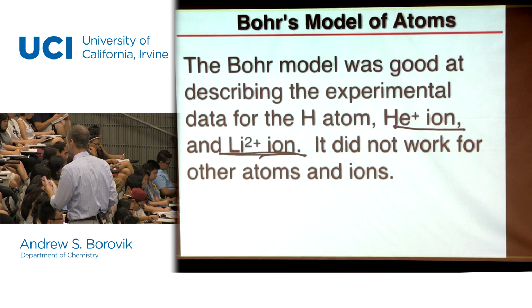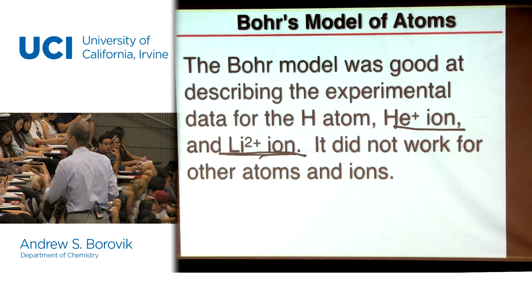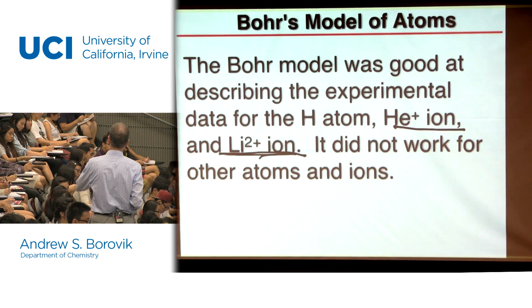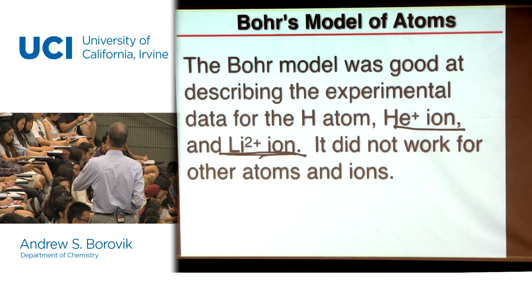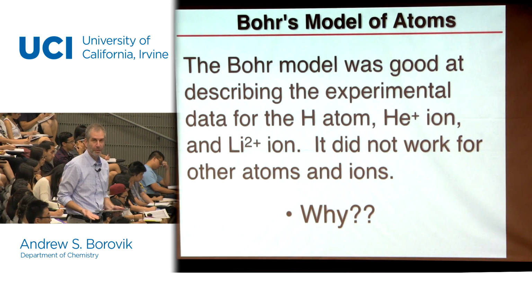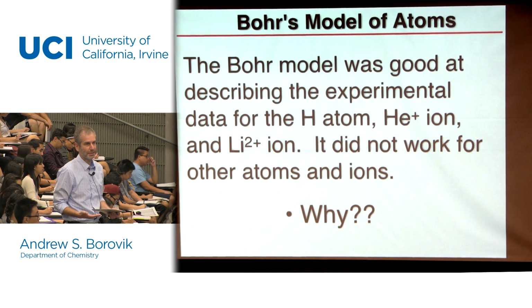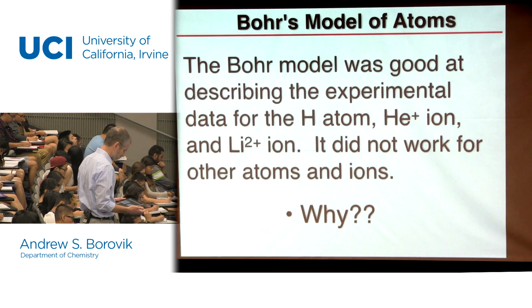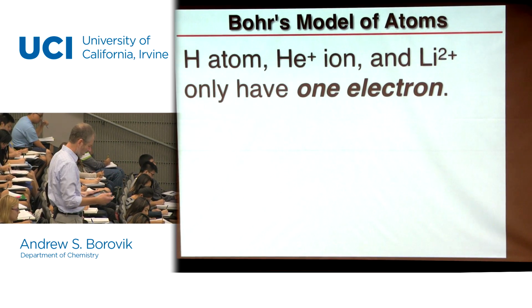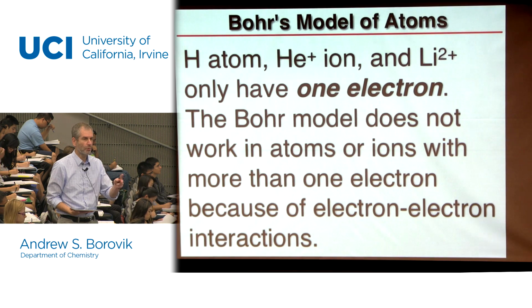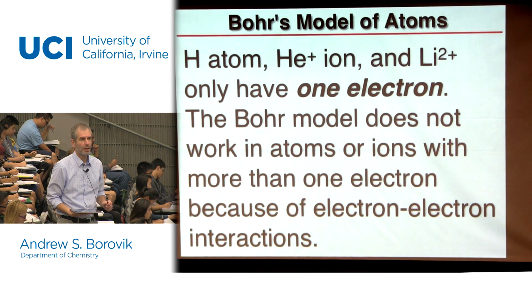Unfortunately, the things that we really want to work with often have more than one electron, and the Bohr model doesn't work for any atom that has more than one electron. So that's the why. Any multi-electron species, it falls apart. And so we're in trouble. It says that the Bohr model cannot handle more than one electron because electrons can interact with one another, and there's nothing in the Bohr model that allows you to account for that.